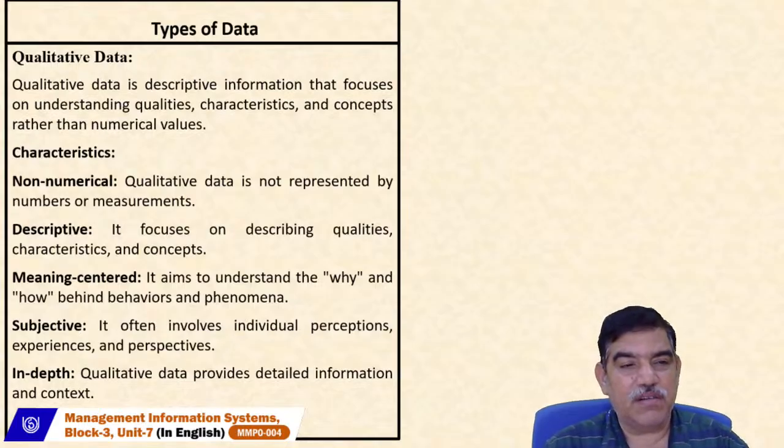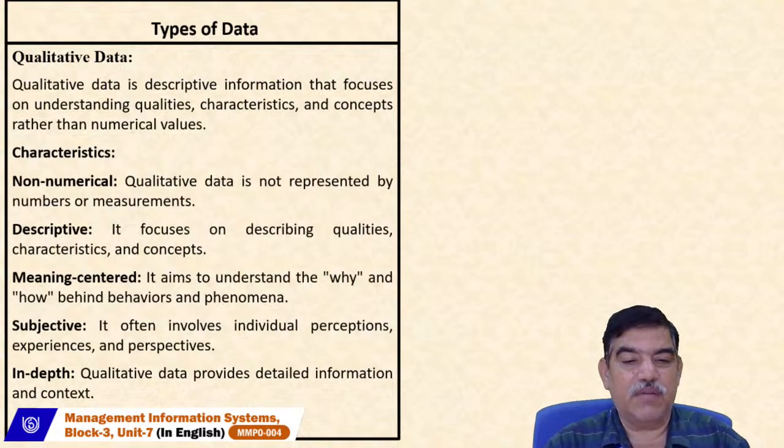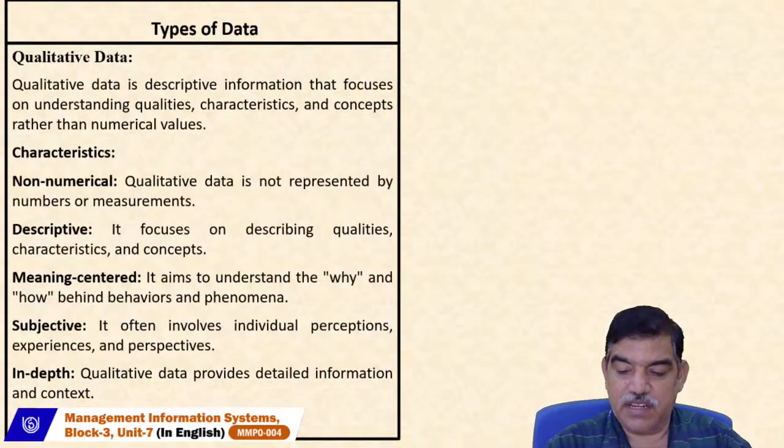Then characteristics. Non-numerical: qualitative data is not represented by numbers or measurements. Descriptive: it focuses on describing qualities, characteristics, and concepts. Then meaning centered: it aims to understand the why and how behind behavior and phenomena. Then subjective: it often involves individual perception, experience, and perspectives. Then the last one is in-depth: qualitative data provides details, information, and context.